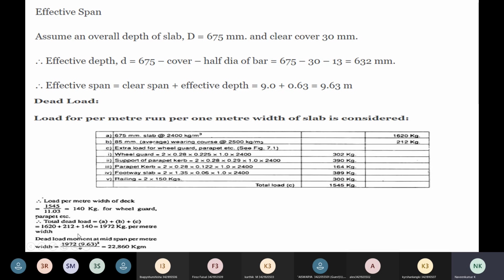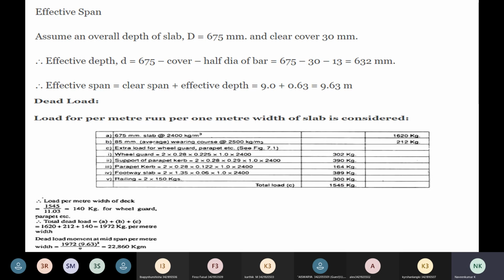From the load you can calculate the moment. So this is the procedure: first you calculate the load, then you calculate the moment. For a span element, the moment formula is WL square by 8. For a simply supported beam, we use this formula WL square by 8. As I already told, the beam is a simply supported element, so we can use this formula.